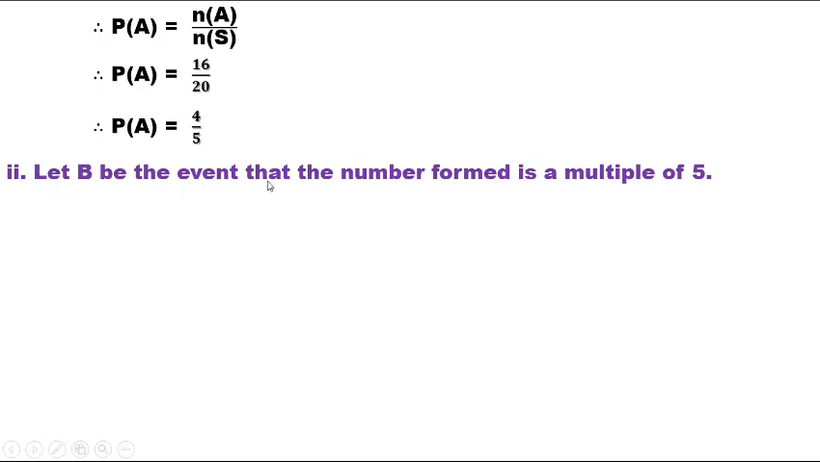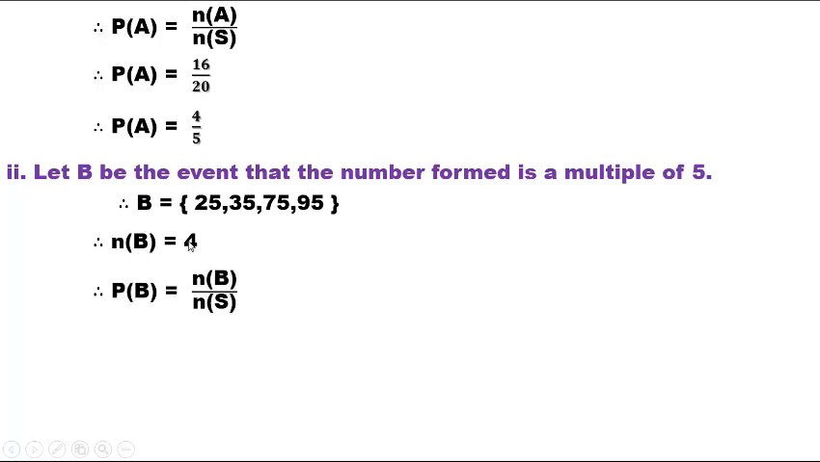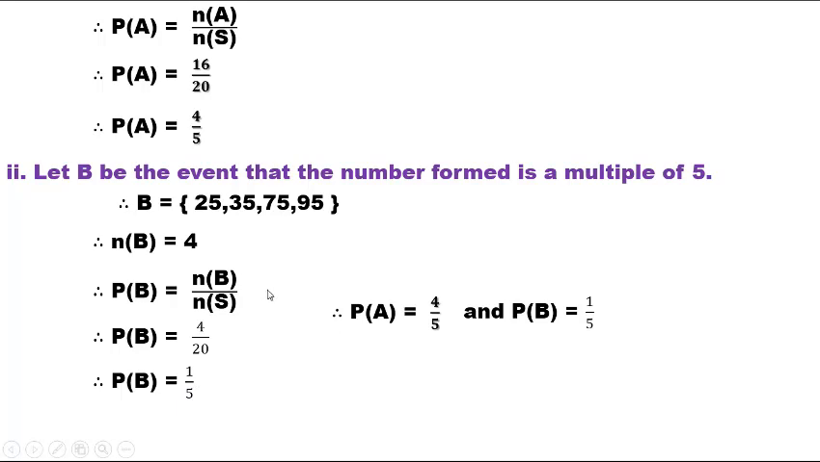Second, let B be the event that the number formed is a multiple of 5. Therefore, B is equal to the set of 25, 35, 75 and 95. Number of sample points of set B is equal to 4. Probability of B is equal to the number of sample points of set B divided by the number of sample points of set S. Probability of B is equal to 4 upon 20. Probability of B is equal to 1 upon 5. Therefore, probability of A is equal to 4 upon 5 and probability of B is equal to 1 upon 5.